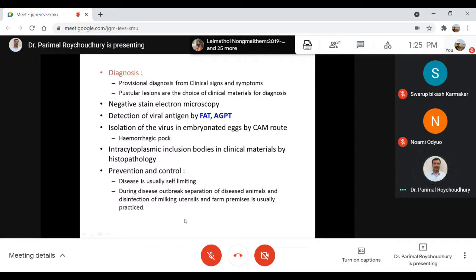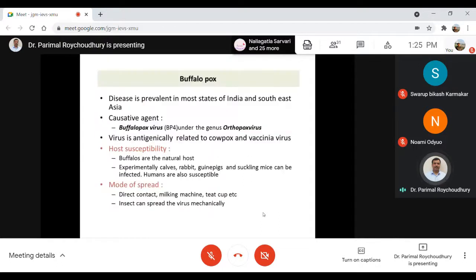The only thing is that through farm utensils and the handlers, the virus may be transmitted to other animals. That hygienic care we need to take. So as such, vaccination is not practiced for this particular disease.